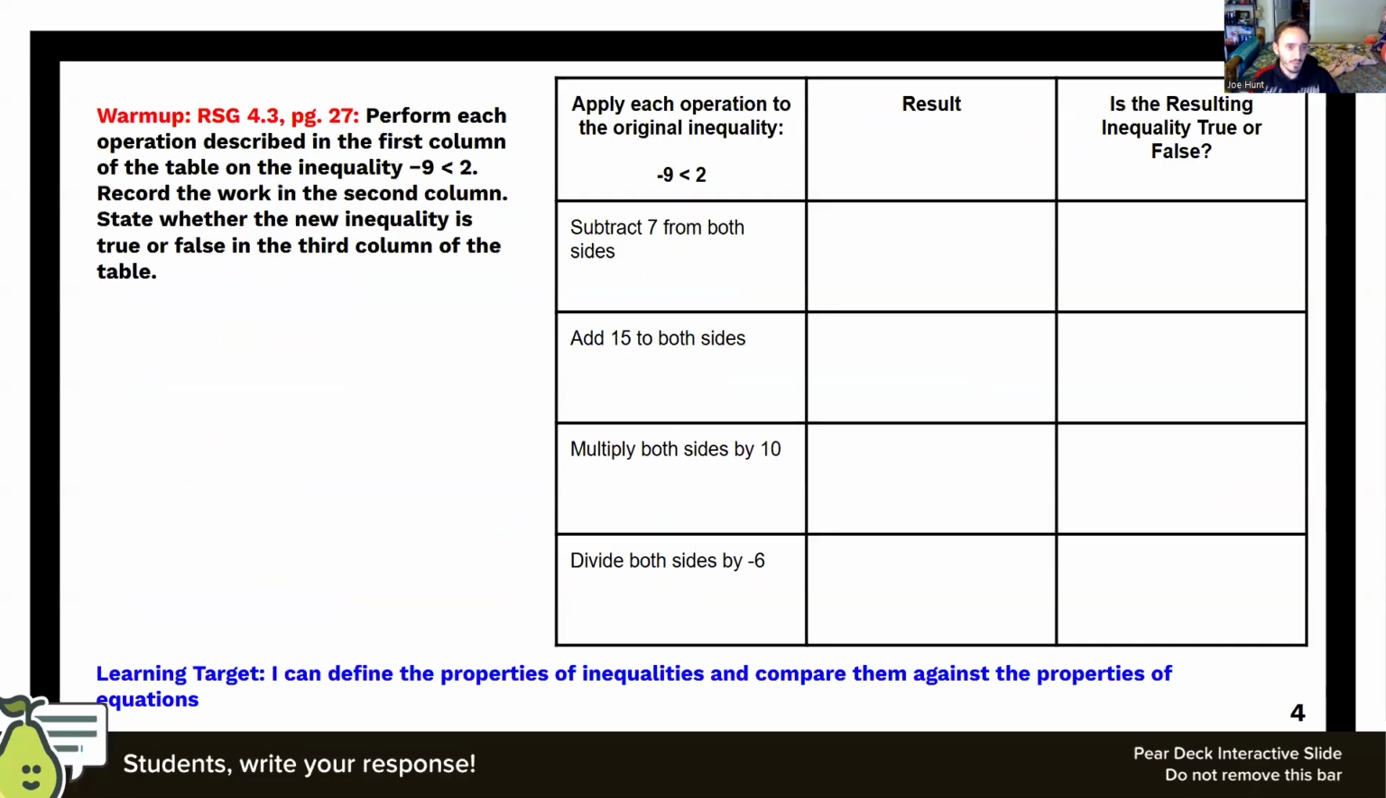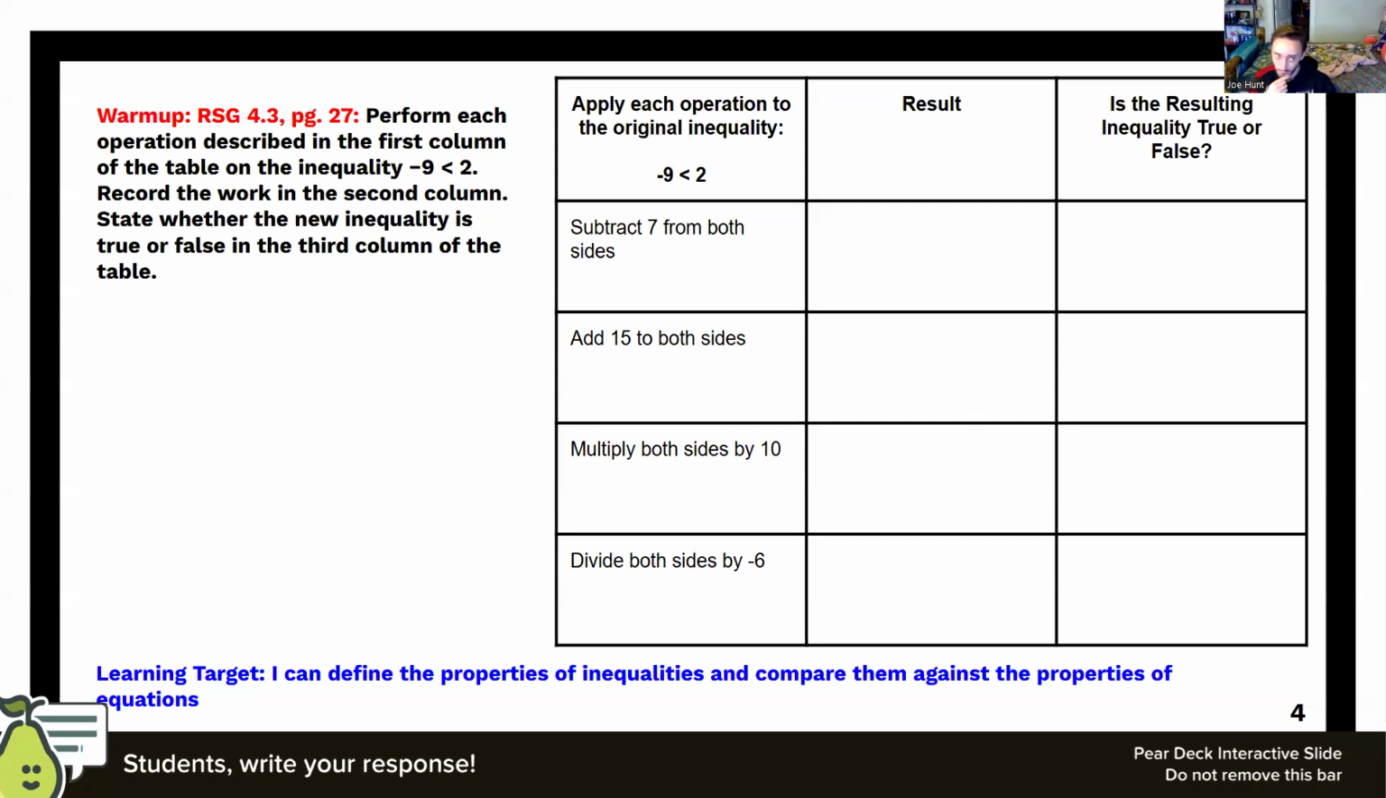Now, for our warm-ups, I want to go over one thing from the old stuff on our Ready, Set, Go for 4.3 on page 27. Then on the next one, I want to talk about our jumpstart. That's going to lead us into the conversation for the notes today, talking a bit more about inequalities.